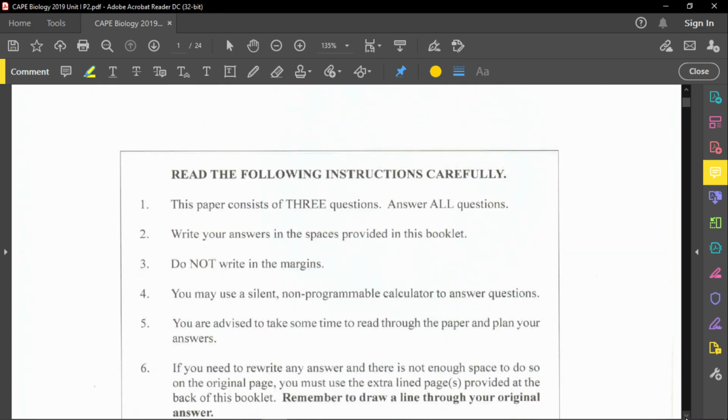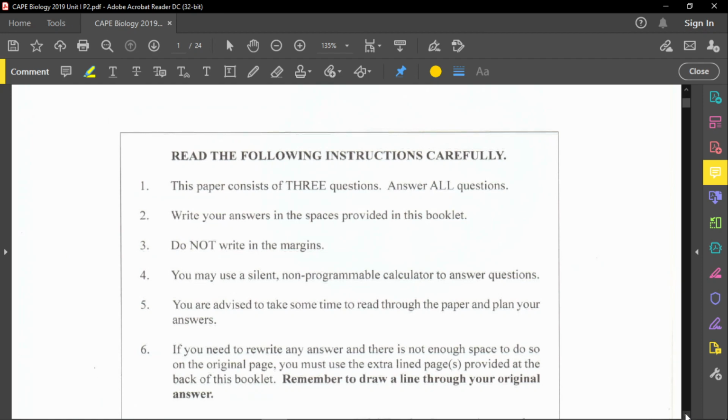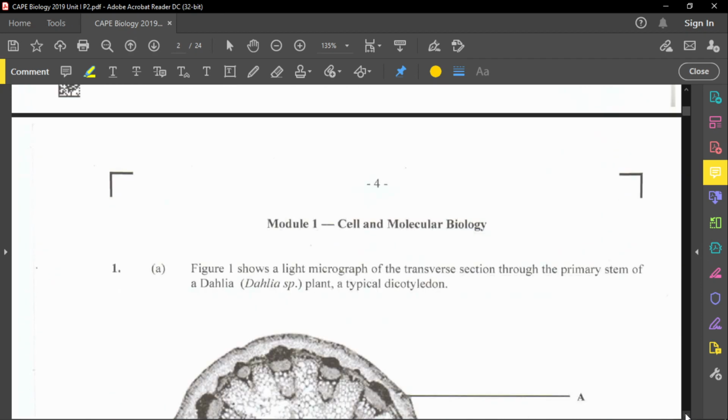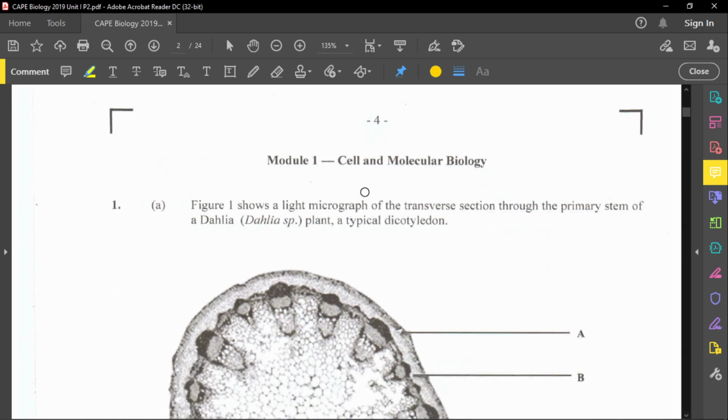So let's start off with question number 1, but please also remember, if you start the examination, to read through the instructions carefully, and if you're in doubt, please ask questions before the examination begins. Now for question number 1, which is from Cell and Molecular Biology, it is from module 1.